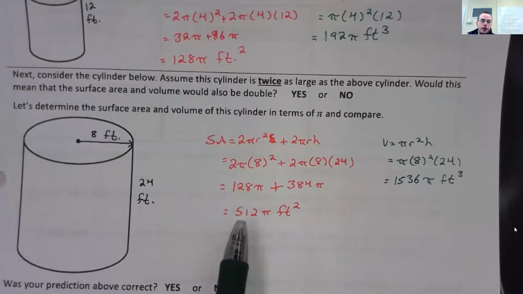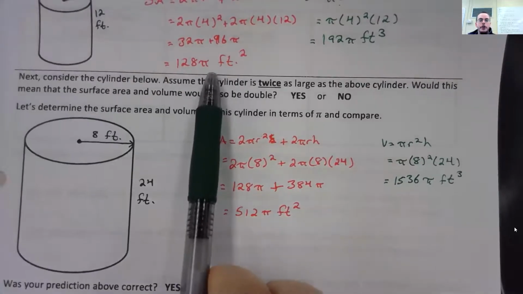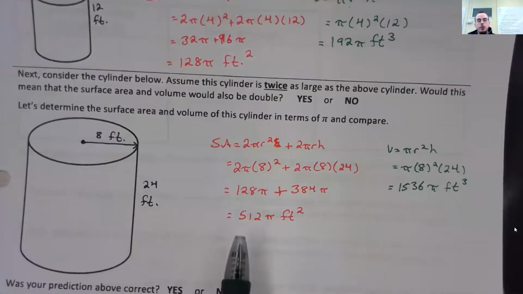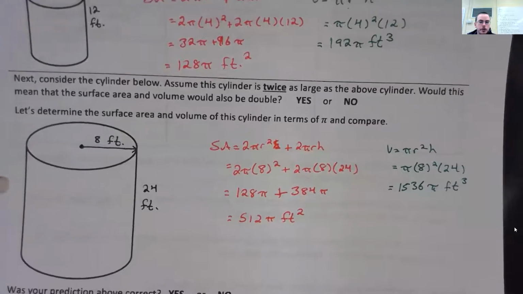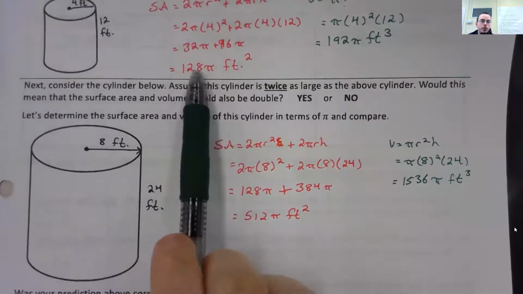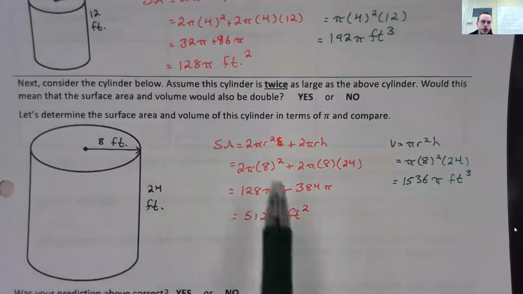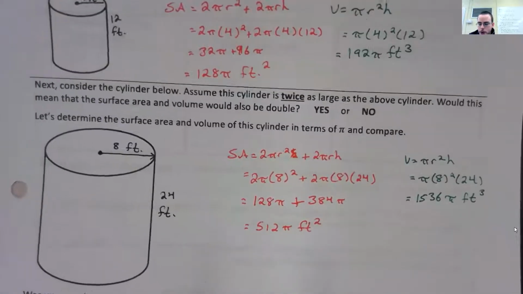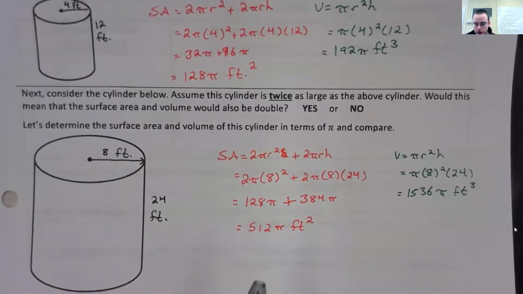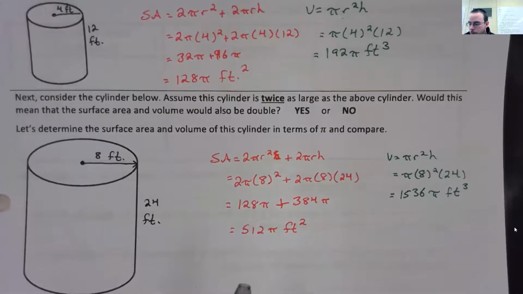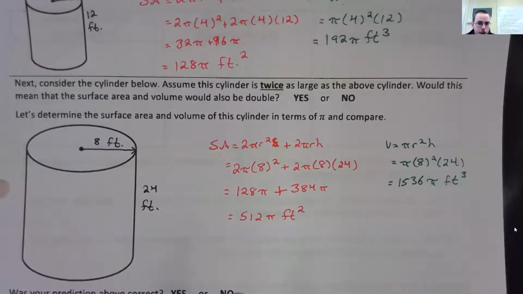Compare the surface area here to the surface area of the original. Is it doubled or is it more than doubled? You should see that 128 pi, if we doubled it, would be 256 pi, which is not 512. So this actually does more than double the surface area. So we're going to figure out these ratios.